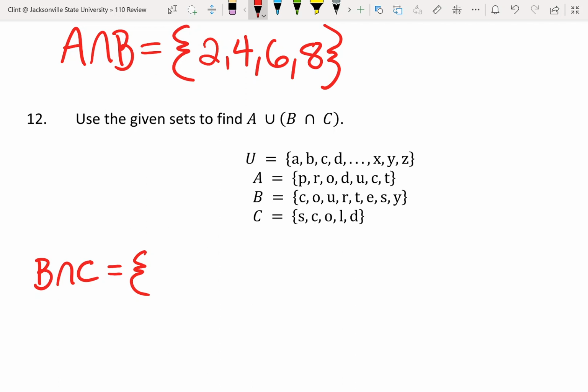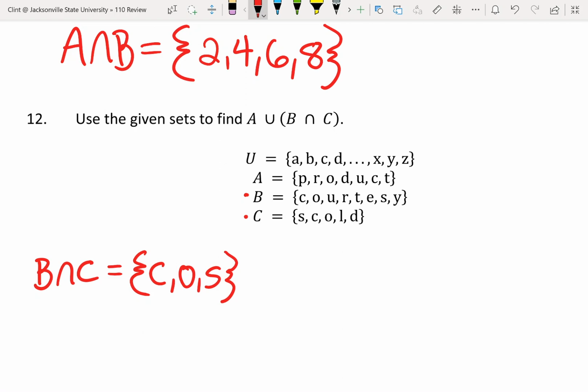Okay. So B intersects C, you're looking at these two. So intersection, we want the elements that are in both sets. So let's see, C is in both, O is in both. I think that's it. Oh, S. Okay. We good on that one now?